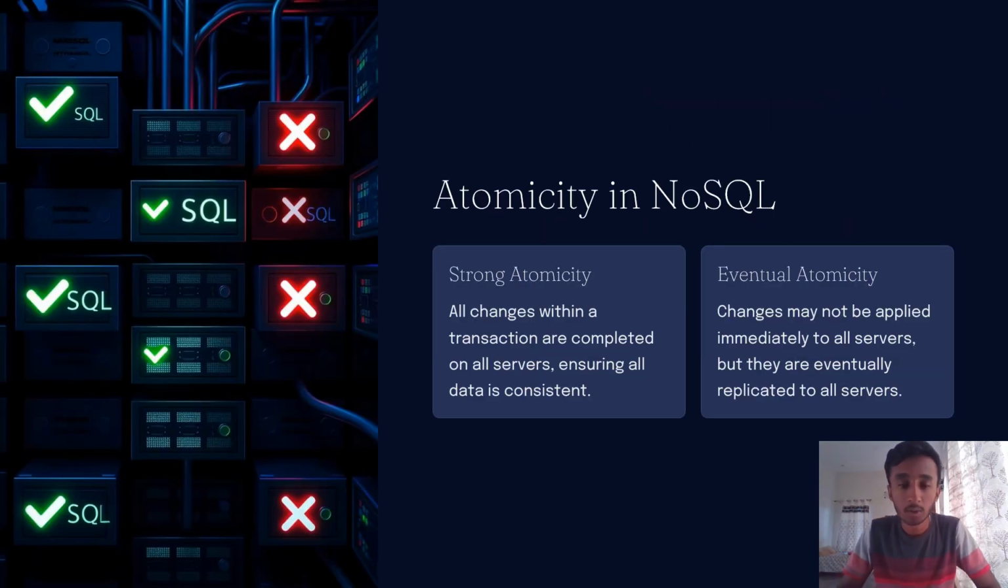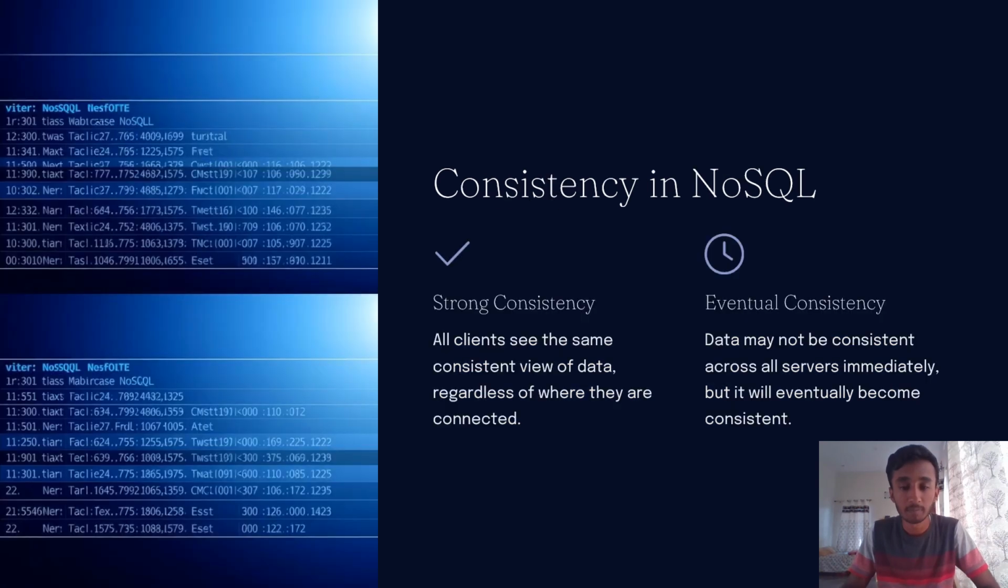Now, atomicity in NoSQL: strong atomicity and eventual atomicity. With strong atomicity, all changes within the transactions are completed on all servers, ensuring the data is consistent. With eventual atomicity, changes may not be applied immediately to all servers, but are eventually replicated to all servers. This is what defines atomicity in NoSQL.